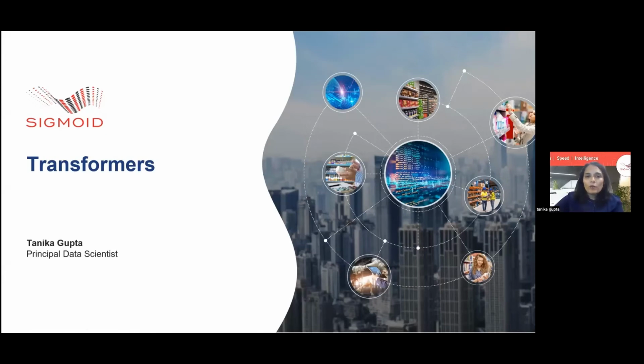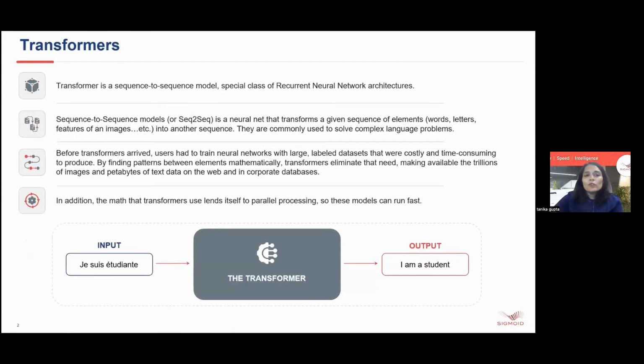So, transformers are sequence to sequence models, which are a special class of recurrent neural network architecture. Now, when we talk about sequence to sequence models, these are deep learning models that have become very popular for tasks like machine translation, text summarization, and image captioning. Even Google started using this model in late 2016 for Google Translate.